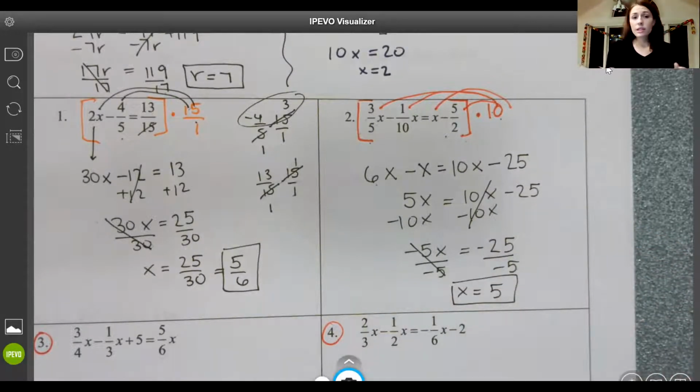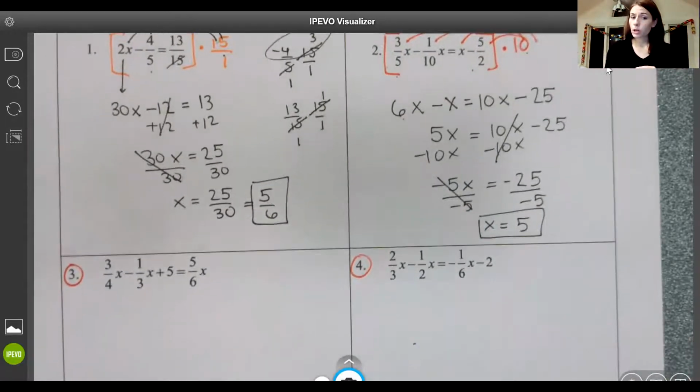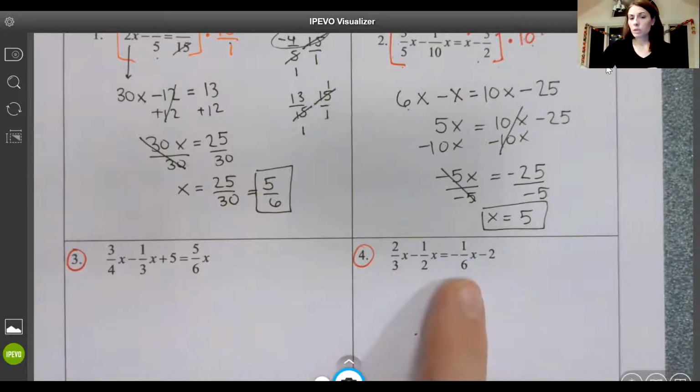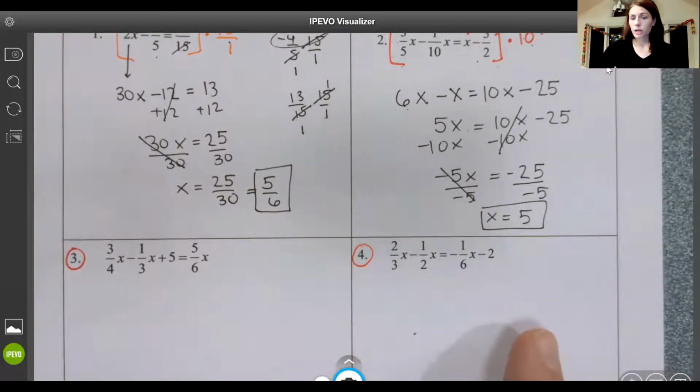Okay, so this is tricky stuff. I'm going to let you try 3 and 4 on your own. So again, the idea is figure out what the common denominator would be, multiply the whole equation by it.